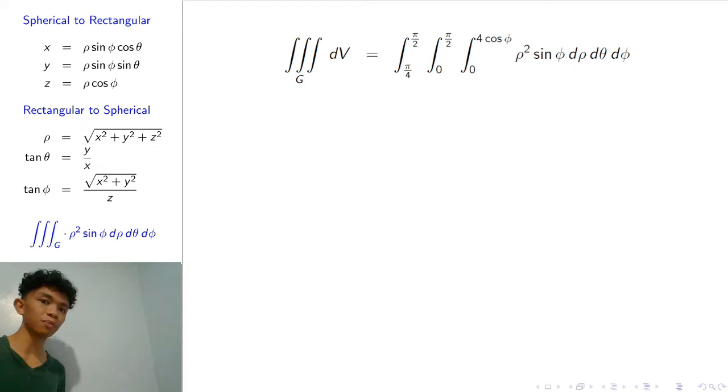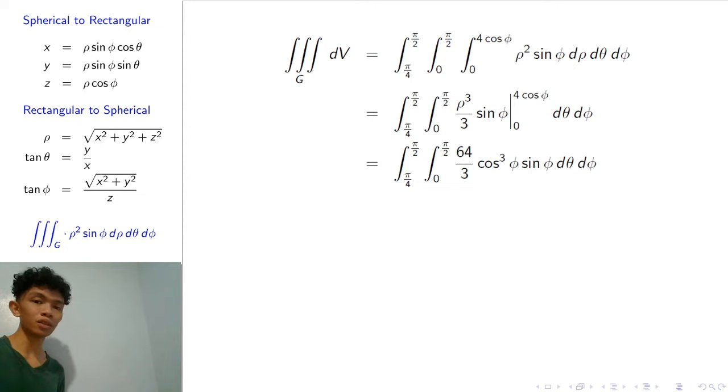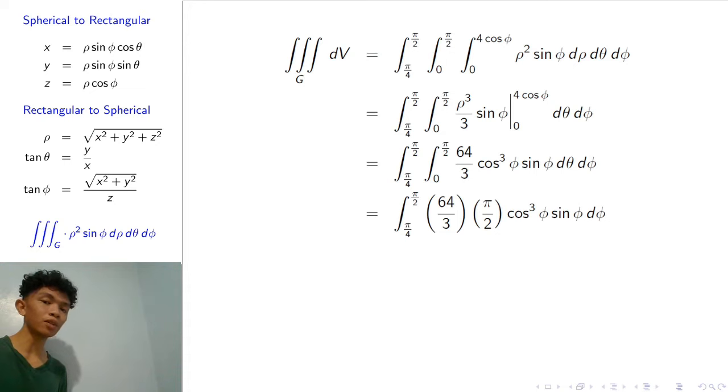We integrate first with respect to rho. You get rho cubed over 3 for evaluation from 0 to 4 cosine phi. Of course, evaluation at 0 is 0. Evaluation at 4 cosine phi gives us 64 thirds cosine cubed phi sine phi. Now we integrate with respect to theta. There is no theta here, so all we need to do is multiply by the length of the interval of integration, which happens to be pi over 2, so you get 32 pi over 3 upon cancellation. Now, integration with respect to phi, at this point, you can perform a substitution.